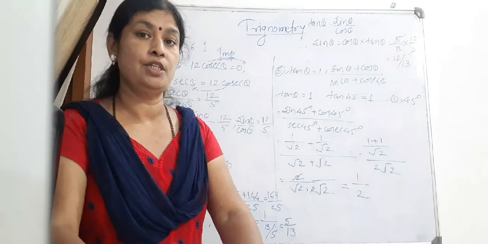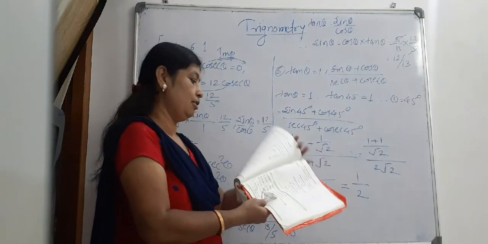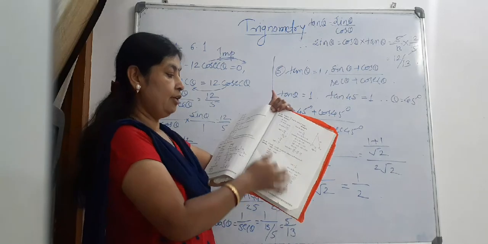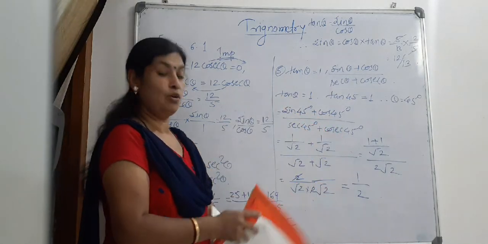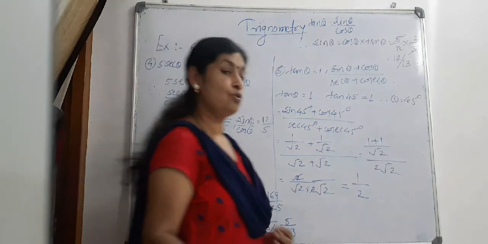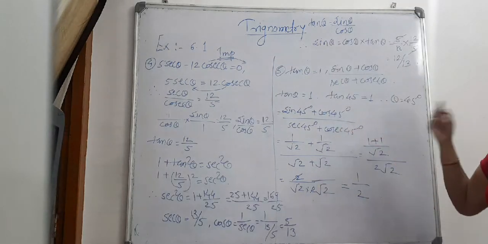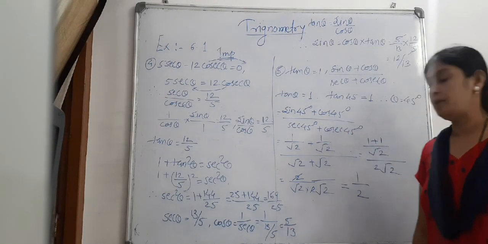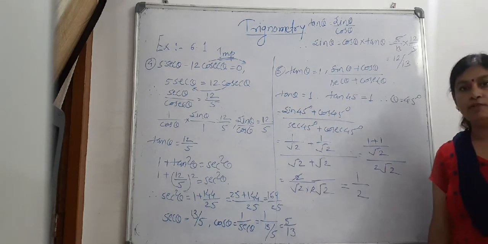Then the problems which are given in your textbook are also important. All the solved problems are very important. You have to write down all these problems in your copy. So students, write down these 5 problems in your copy, and also solve problems in your copy, and then send me. Thank you and have a nice day.